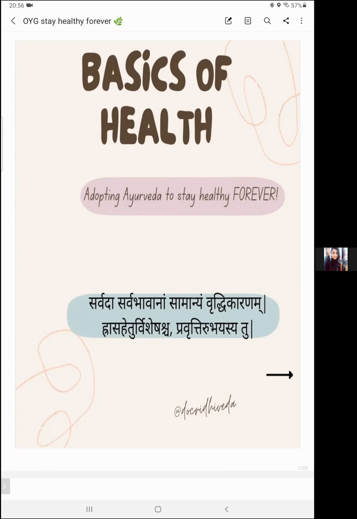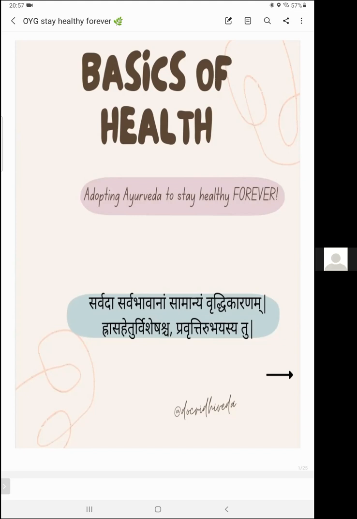Similarly, we are made up of panchmahabhuta and 5 gunas, and if we take on similar things that are already present in our body, we are increasing those things. And if we want to decrease something, the basic aim is to maintain a balance. So this saying, sarvada sarva bhavanam, means everything, whatever you're doing. Samanyam vriddhi karanam: samanya, or similarity, increases similarity. And hrasa hetu vishesha means that if we are decreasing something, the difference, wherever we give a different thing, will always decrease that particular factor.